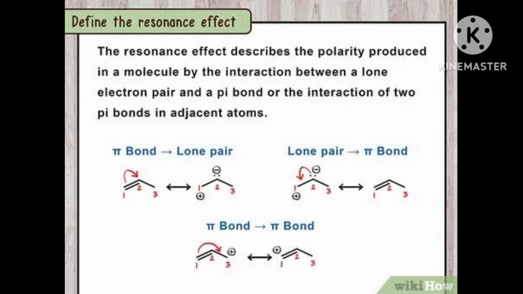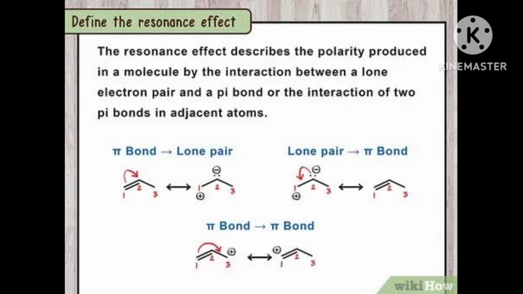The resonance effect is defined as the polarity produced in the molecule by the interaction of two pi bonds or between a pi bond and a lone pair of electrons present on an adjacent atom. The effect is transmitted through the chain.